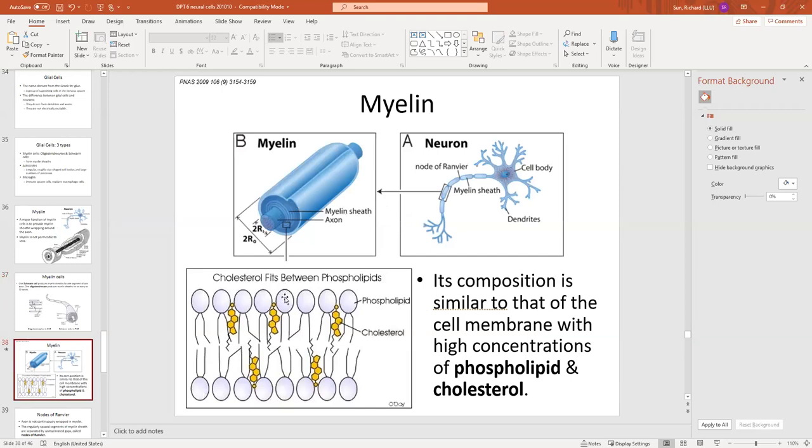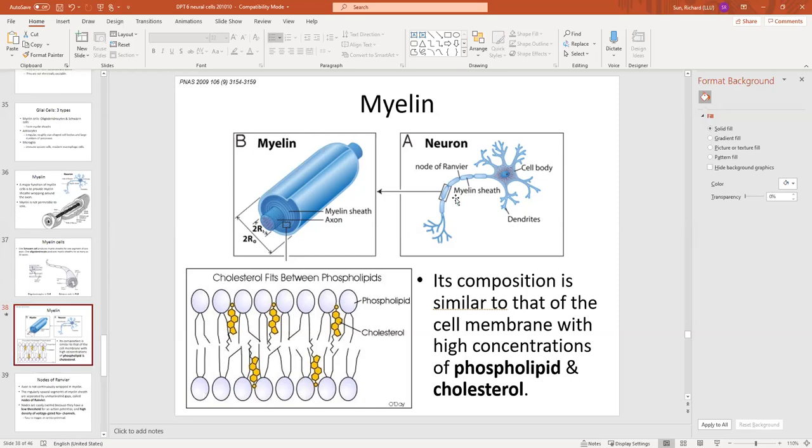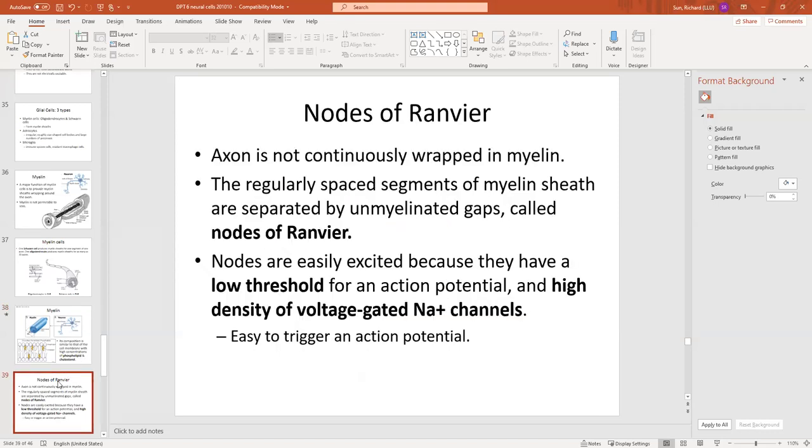This one shows you that this is myelin. Myelin basically is wrapped around this extension of the cell body, and this can be viewed as the layer of phospholipids and cholesterol. So a lot of lipid. Also, they don't wrap entirely. We have these nodes of Ranvier. Nodes of Ranvier is where the axon is exposed to the extracellular space. This region is featured with a low threshold for an action potential and a high density of voltage-gated sodium channels. So remember that.